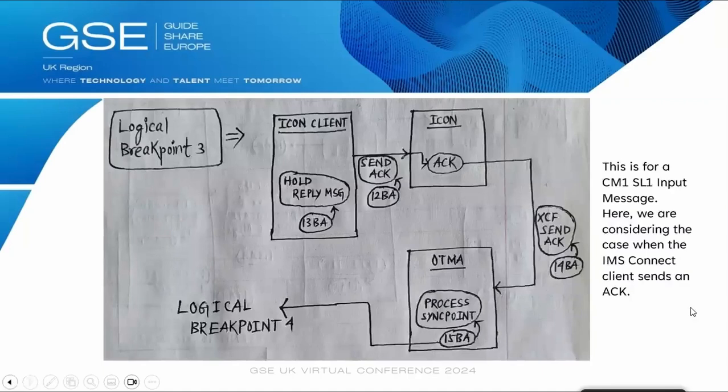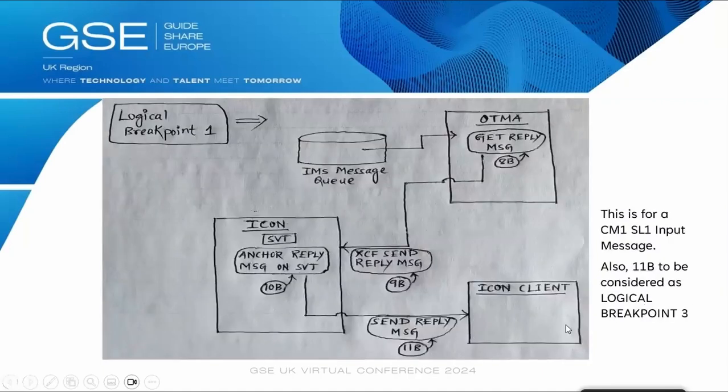Now, for logical breakpoint 3, two options can branch out. The IMS Connect client can either send an ACK or a NAC. What is logical breakpoint 3? Logical breakpoint 3 is when IMS Connect has sent the reply message to the IMS Connect client, and now IMS Connect is waiting for either an ACK message or a NAC message from the IMS Connect client. So this is our logical breakpoint 3, 11B.